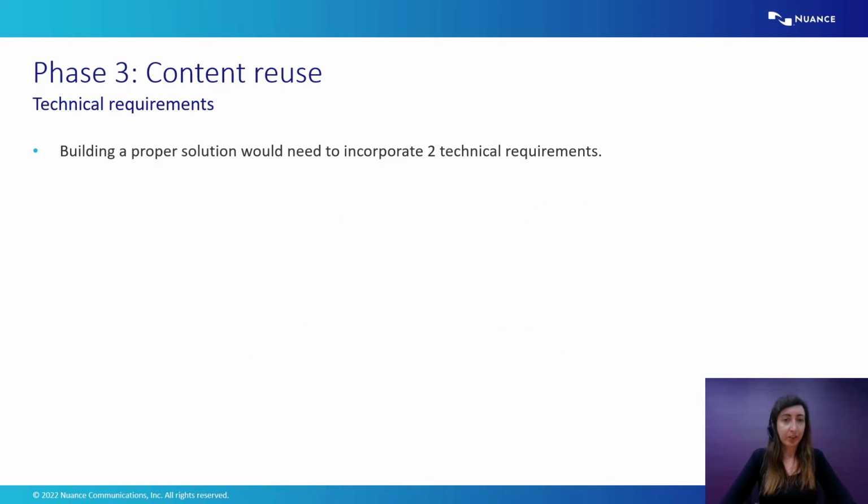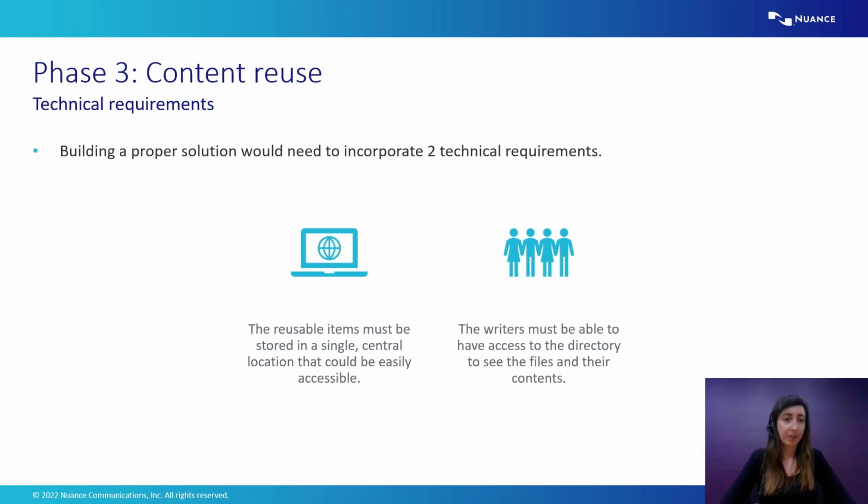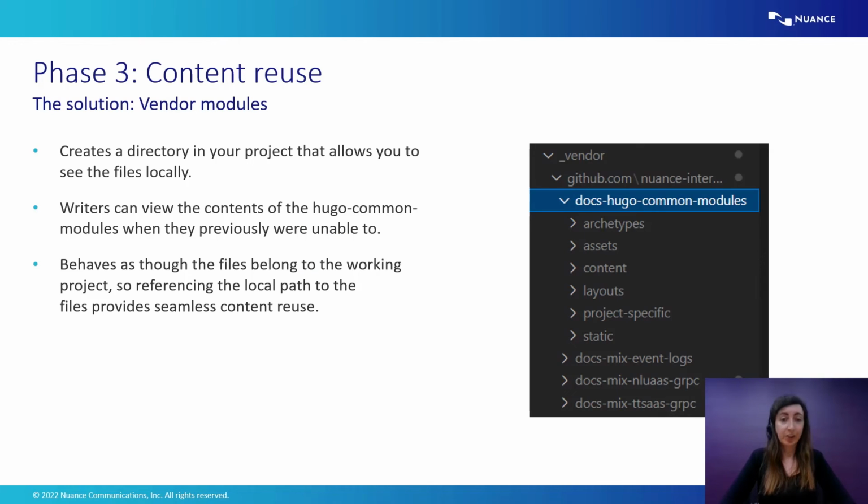Building a proper solution, we need to fulfill 2 technical requirements. First, the reusable content must be stored in a single central location that could be easily accessible. Satisfying this requirement would ensure that all writers always have access to the same content and they're also viewing the same content. Secondly, the writers must be able to have access to the files to see the content and reuse it as necessary. The solution we found: vendor modules.